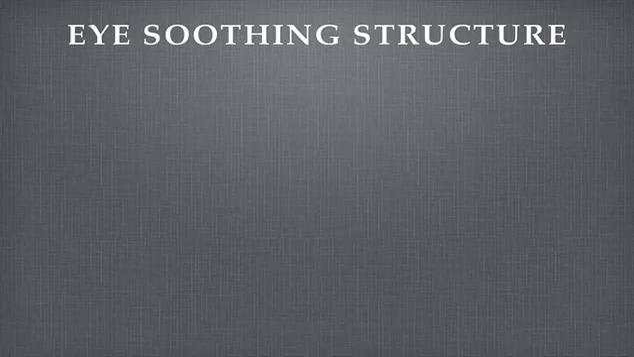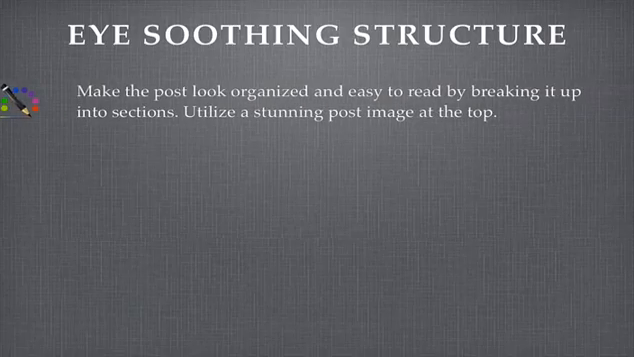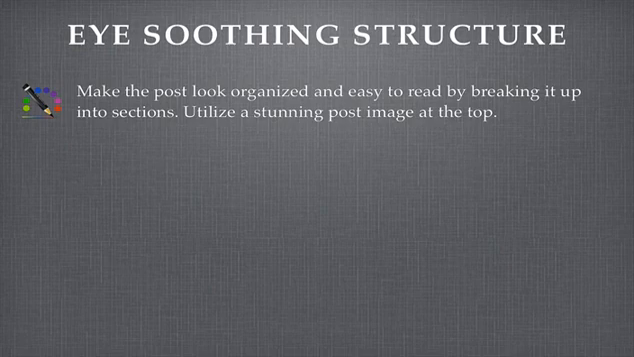Here's another thing that's important. I've seen some train wrecks out there. You want to create eye-soothing structure within your blog post. And that starts with just making the post look good. Make it look organized and easy to read by breaking it up into sections. Now, a lot of this has to do with the specific blog theme that you're using. Some themes are a lot more eye-soothing than others. Some of them already have little features and little short codes and things for you to format your post nicely.